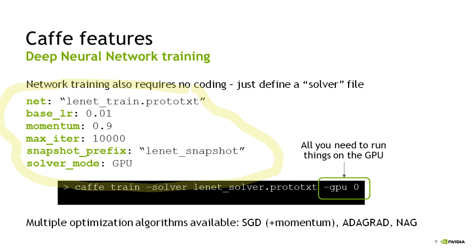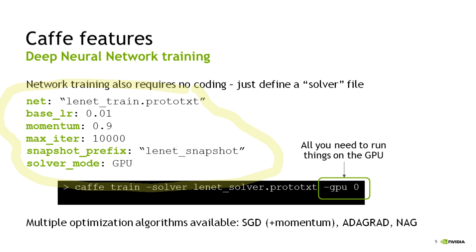We're going to save our checkpoints as we train into this folder, Linnet snapshot, and we're going to use the GPU to train. So once you've defined a solver file like that, you simply pass it into the Caffe command line interface, this command: caffe train, the solver file, and the flag for which GPU you want to use. And that's all there is to starting to train a network.